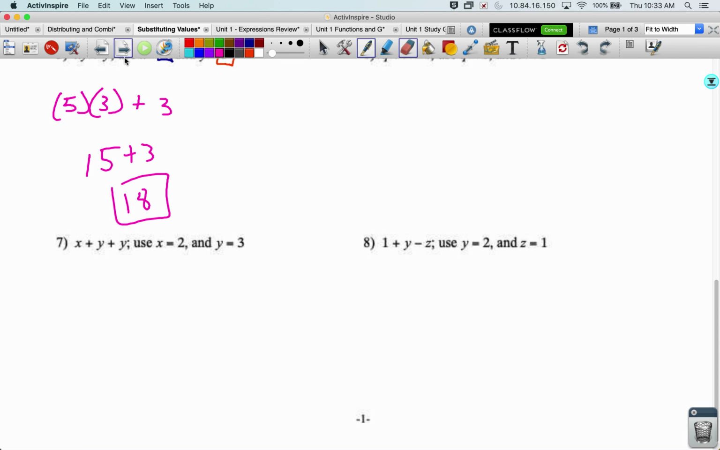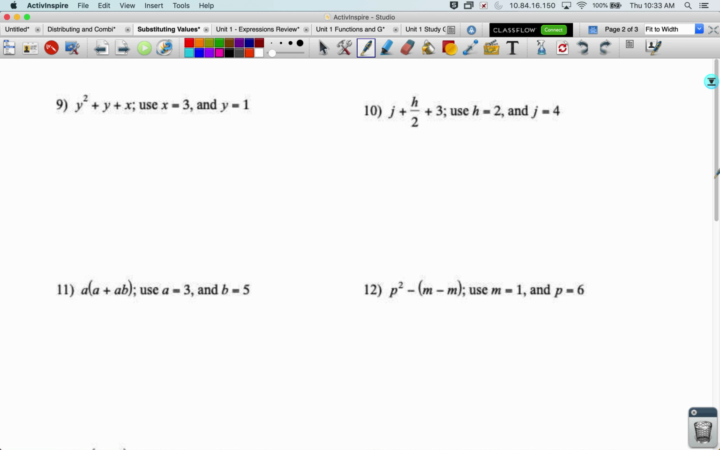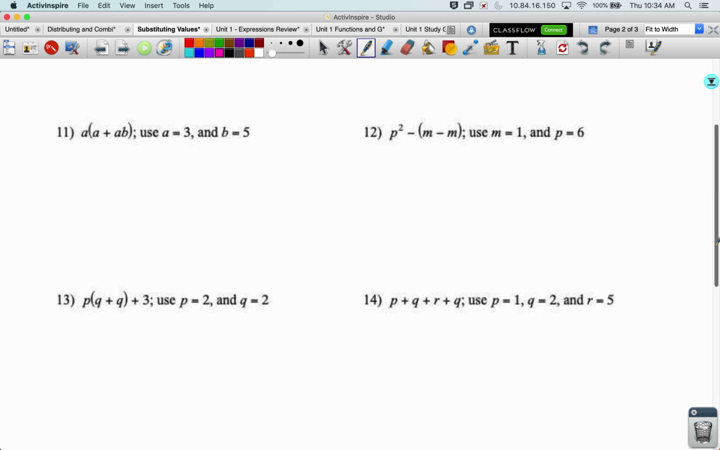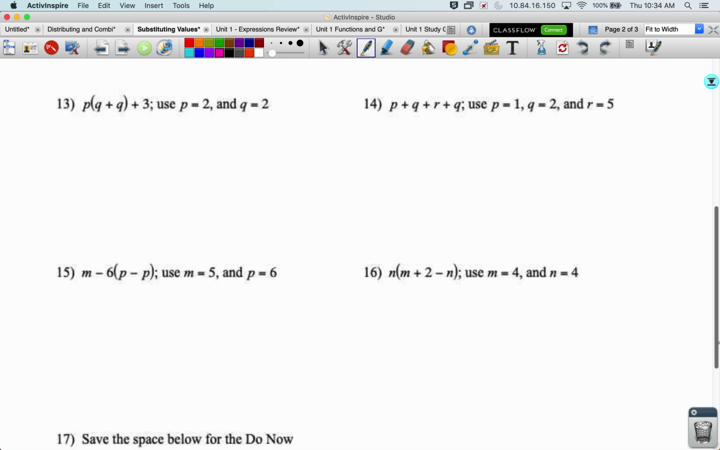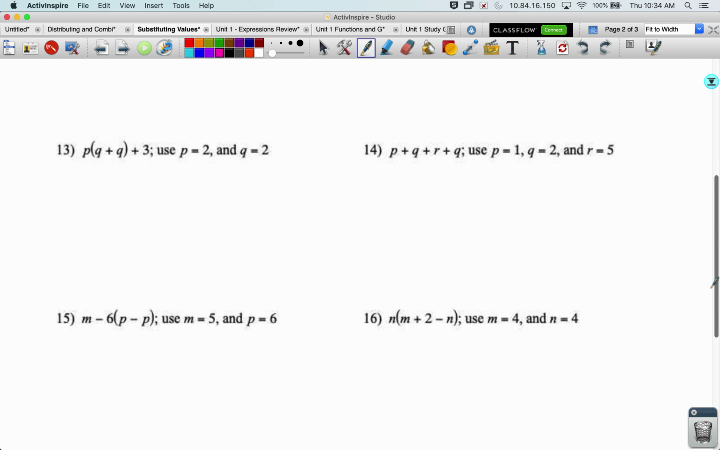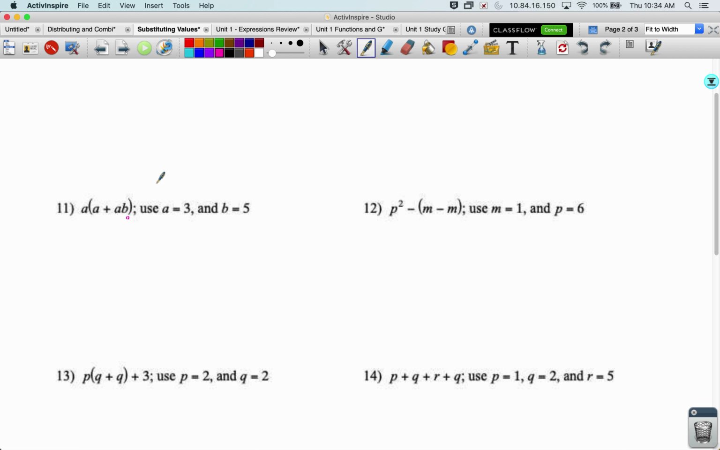All right, let's see if there's any others I want to do here. I think I'm probably okay with that. Maybe I'll do 11 just because it looks maybe a little bit more challenging. This 3 is going to go here, here, and here. And then this 5 is going to go only in for that b. And then parentheses can be helpful. So 3 parentheses, 3 plus 3 times 5.